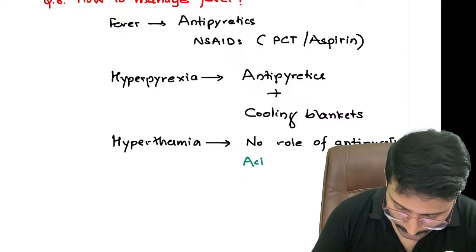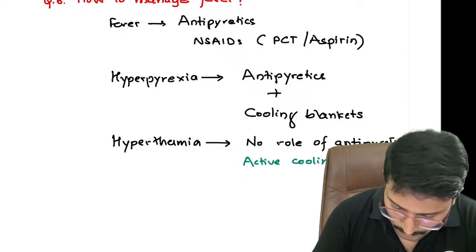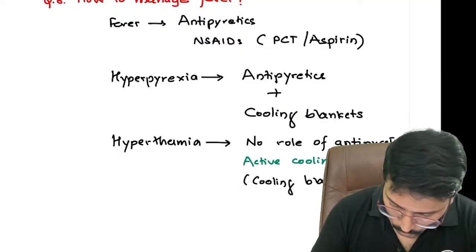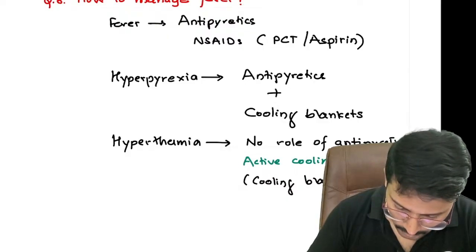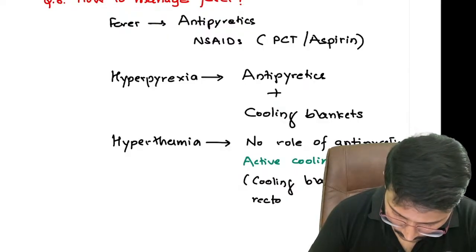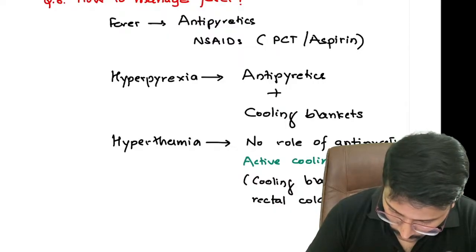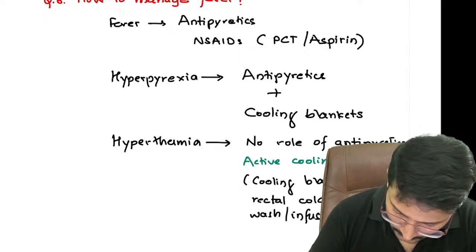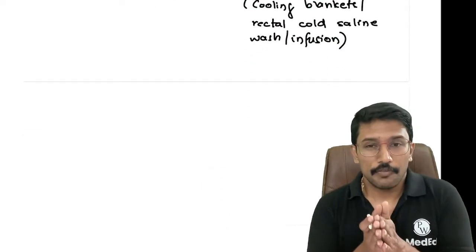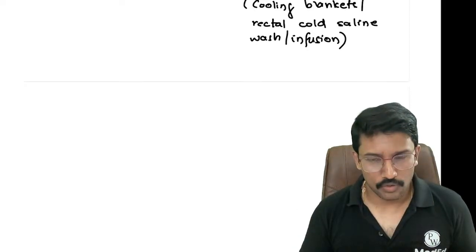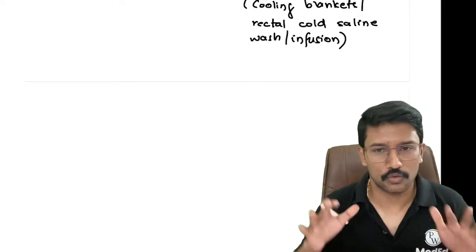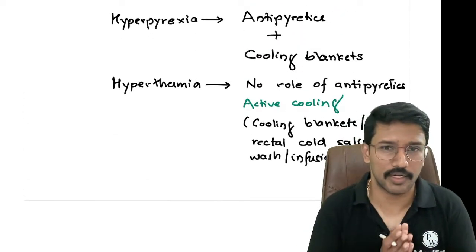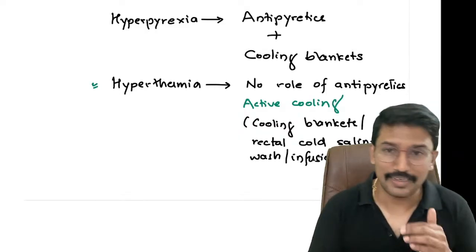We have to do only what is called active cooling. When you say active cooling, you can use cooling blankets, or you can also do a rectal cold saline wash or infusion. So in patients going through hyperthermia, we can infuse cold saline into the rectum, or give a cold saline wash to the rectum, or give cold saline fluids to cool down the body temperature. So we need to do some active cooling. We cannot play with antipyretics when we have hyperthermia. Hyperthermia is totally a different entity.